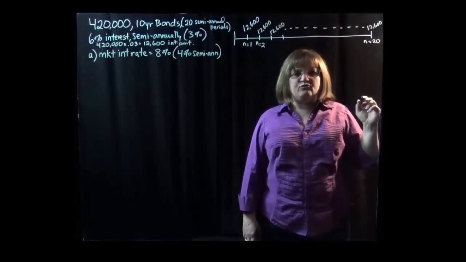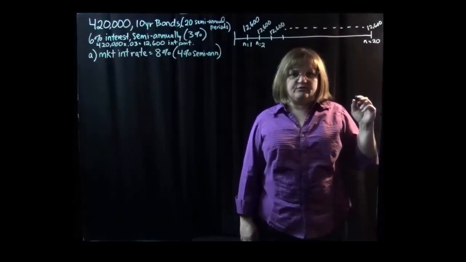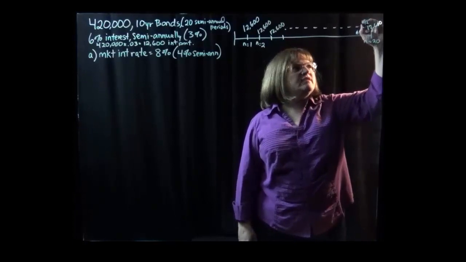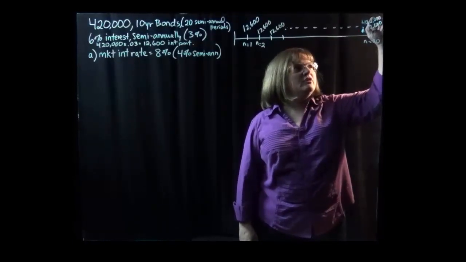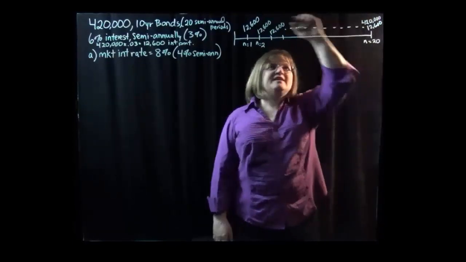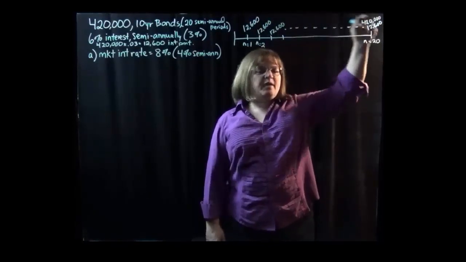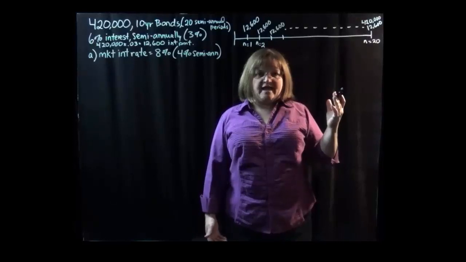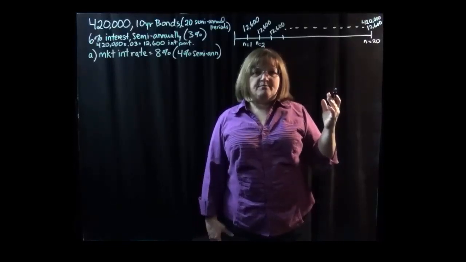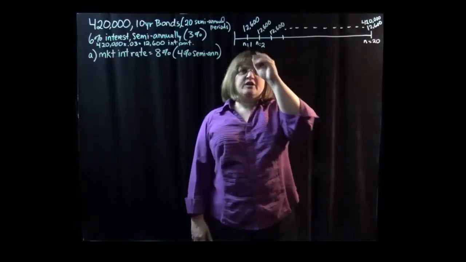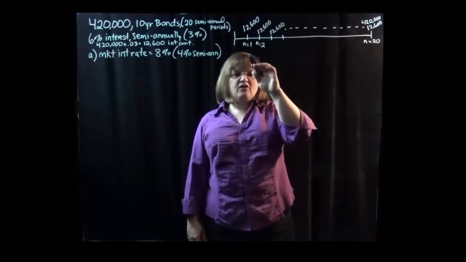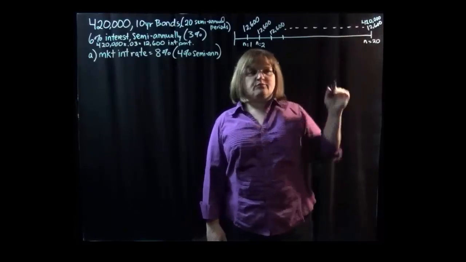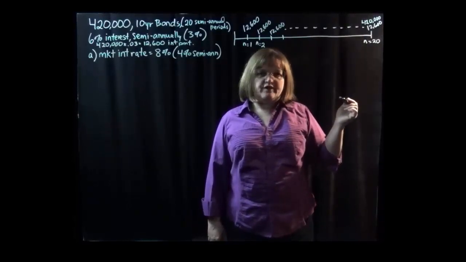On the very last payment date, they will also then repay the principal of the bond, which is the face value of the bond as a whole, which is that $420,000. So this set of payments here is what we are trying to put the price on using the market interest rate. And to do that, we're going to calculate the present value of these interest payments and principal payment at the market interest rate.